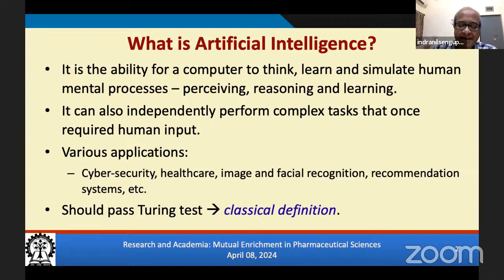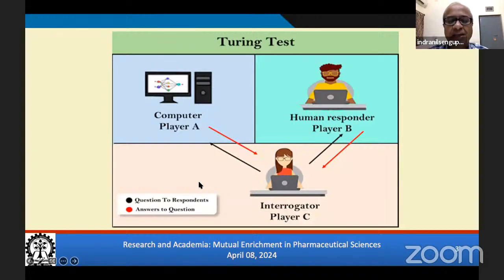And in terms of the classical definition, a machine that has intelligence should pass something called the Turing test. Now, what is a Turing test? The Turing test pictorially looks something like this. Just imagine that there are two rooms. These rooms are sealed from outside. I cannot see what is inside.